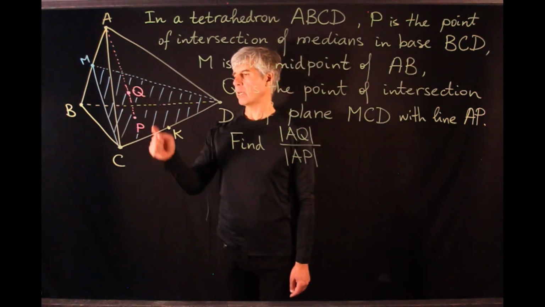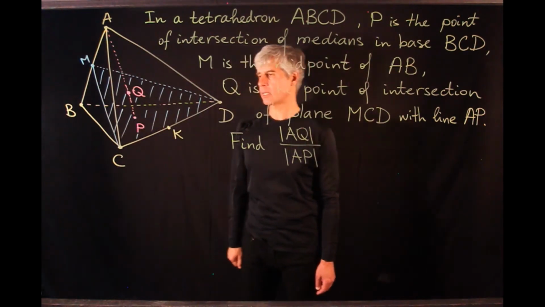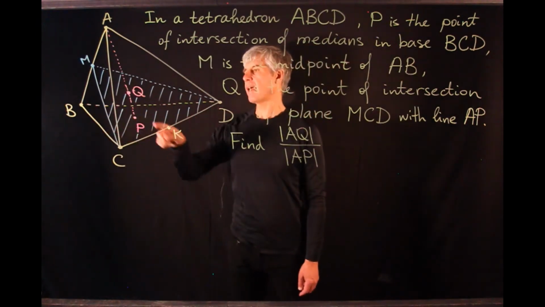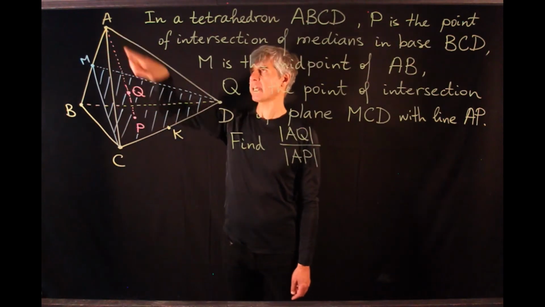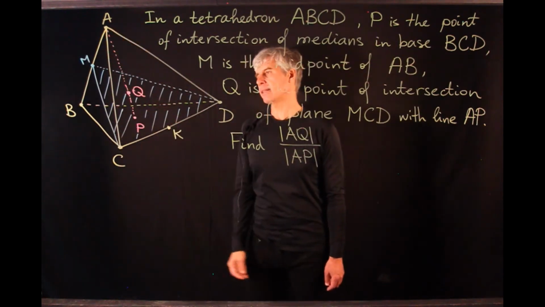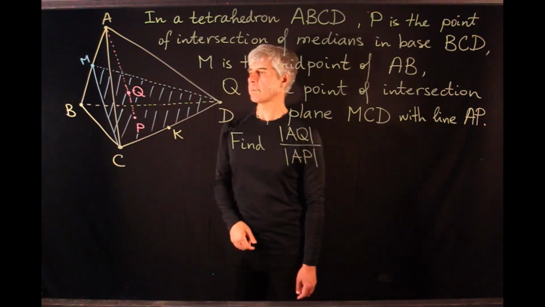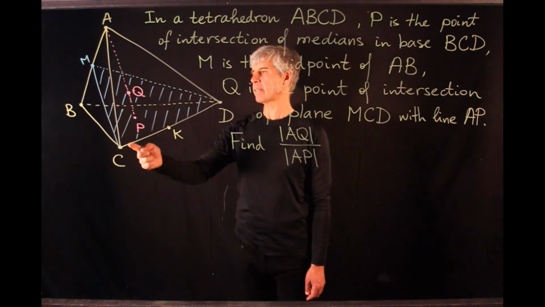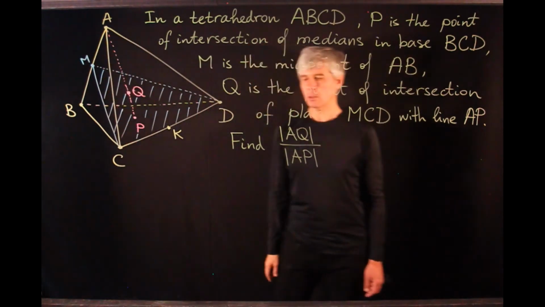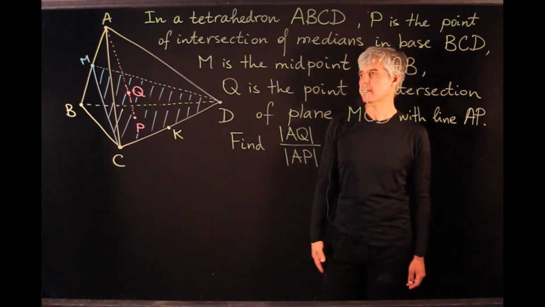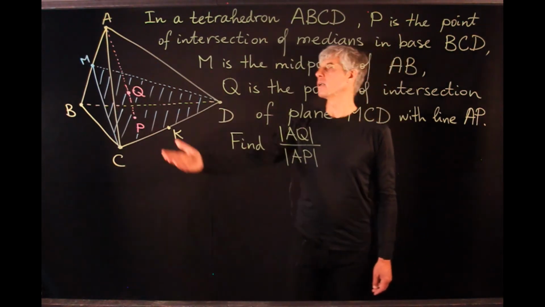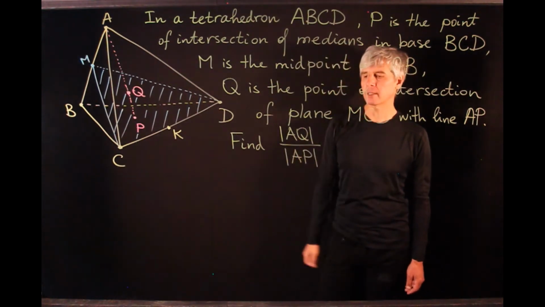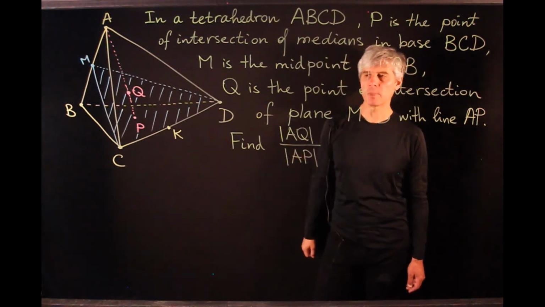Also, we construct a point P, which is the point of intersection of medians in the base BCD, and then join this point P with a line through A. And we let Q be the point of intersection of the line AP with the plane MCD. What we need to find is the ratio in which the plane MCD cuts the line AP. So that is, we need to find the ratio of AQ to AP.